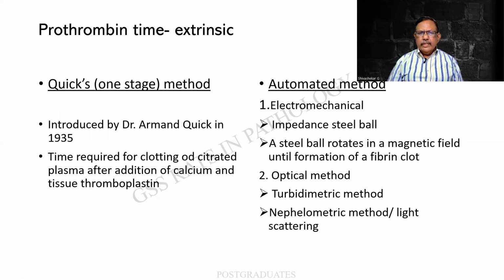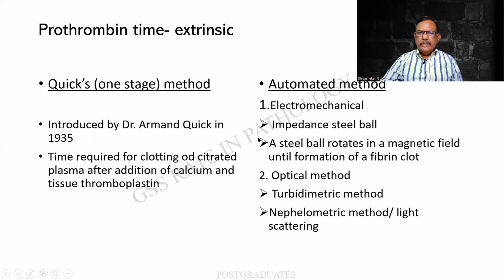Now, what are the methods? We felt that it was very easy. Even I thought so. But then I recollected that there is one called Quick's method, a one-stage method, introduced by Armand Quick in 1935. It measures the time required for clotting of a citrated plasma after addition of calcium and tissue thromboplastin.